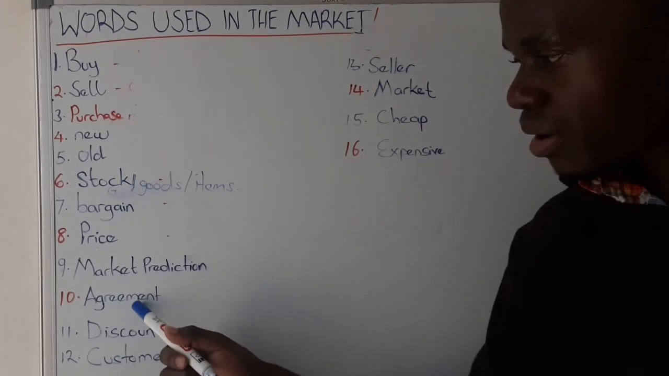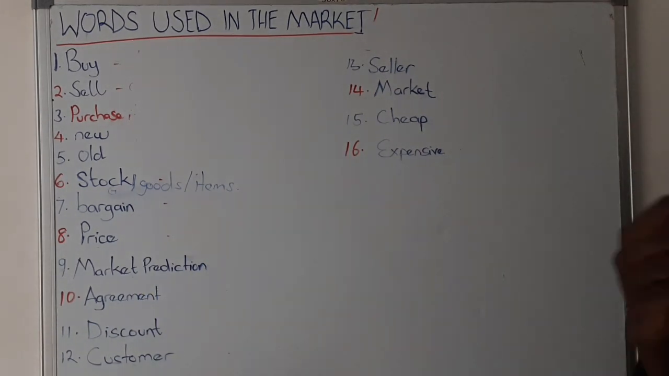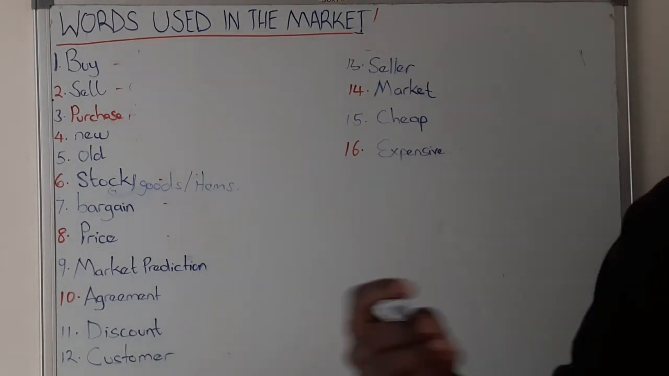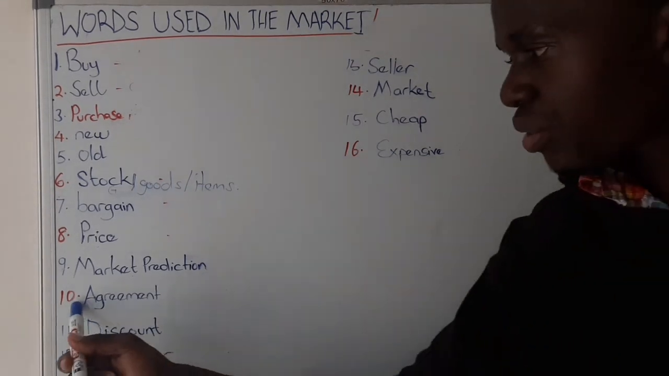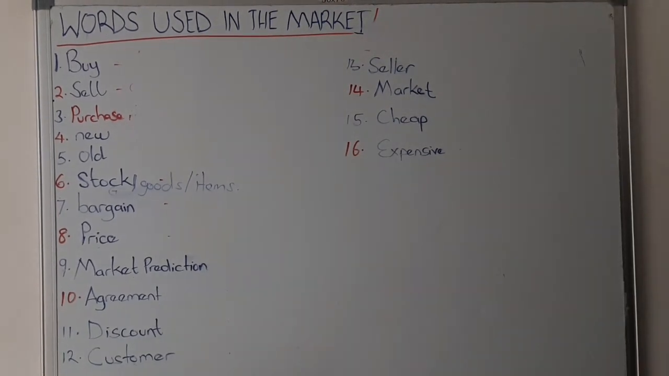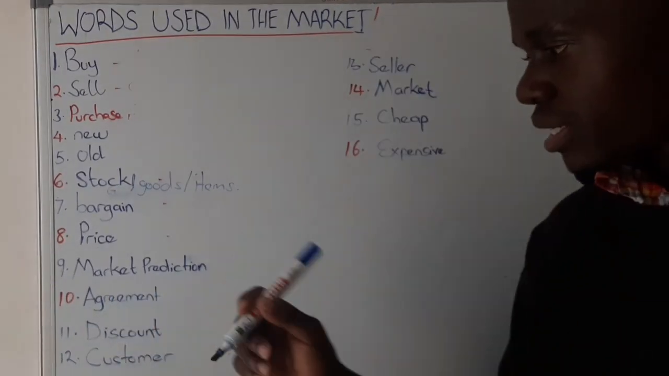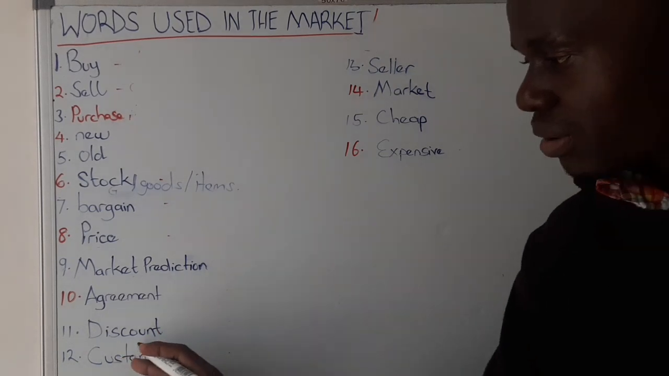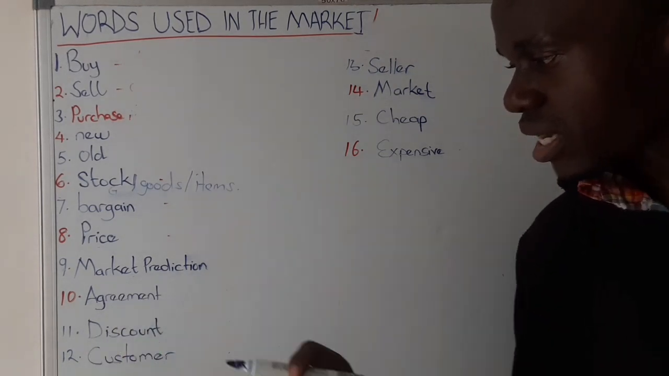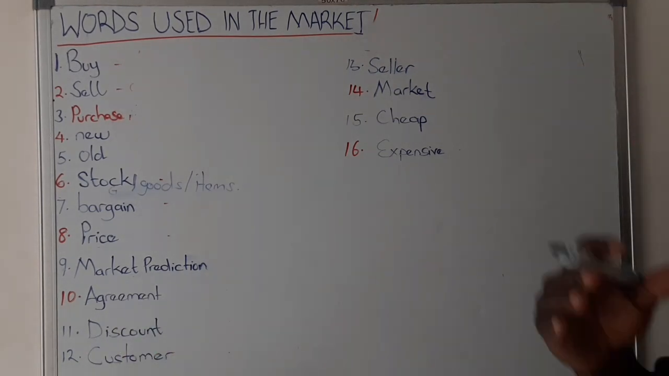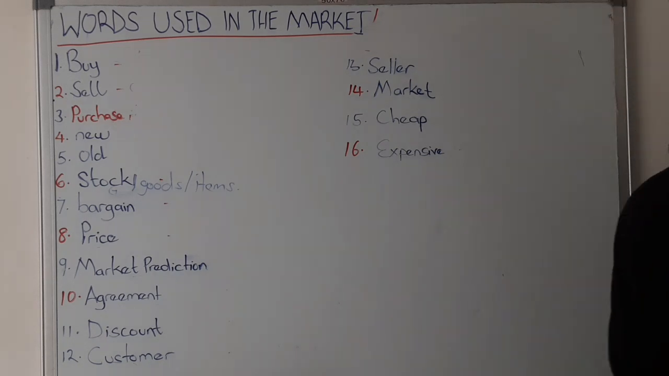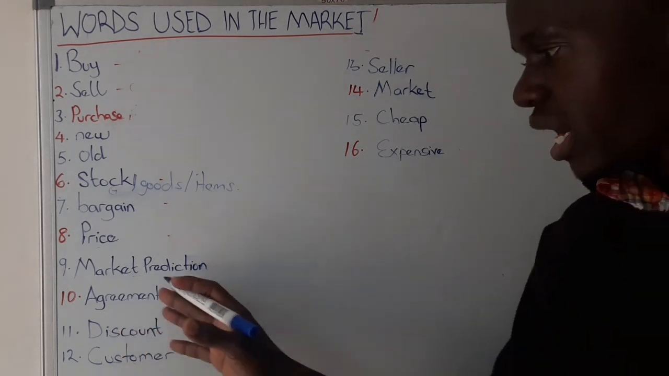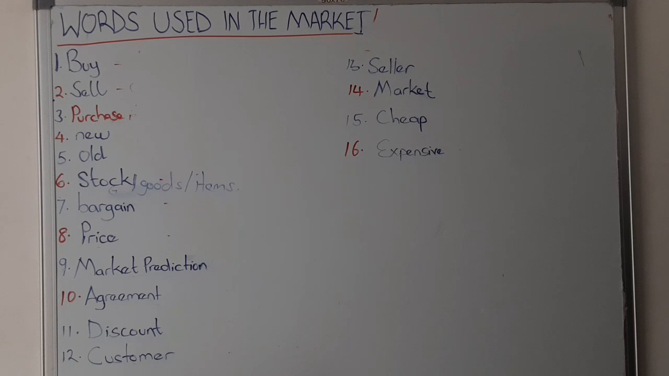Agreement. Agreement, you come to a conclusion on the price between you and the seller. So you have agreed on the price that you want to purchase the commodity. Discount. So discount on commodities is like they reduce the price that they are selling to customers. So in other words, they have put discounts on their commodities.